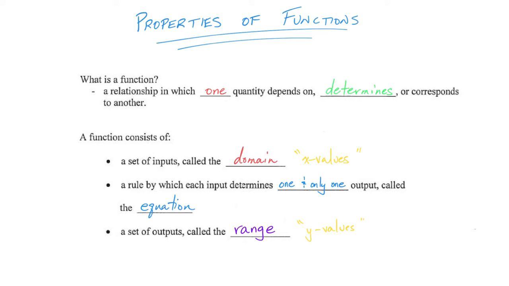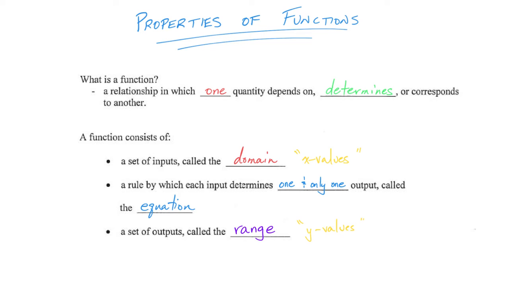So, at the very top, we should be good that we know that a function is a relationship in which one quantity depends or determines or corresponds to another. That is a partial definition for a function. It doesn't really nail down all the details. But in a general case, yeah, that would describe a function. So all we're talking about is how one thing compares to another, how one thing relates to another.